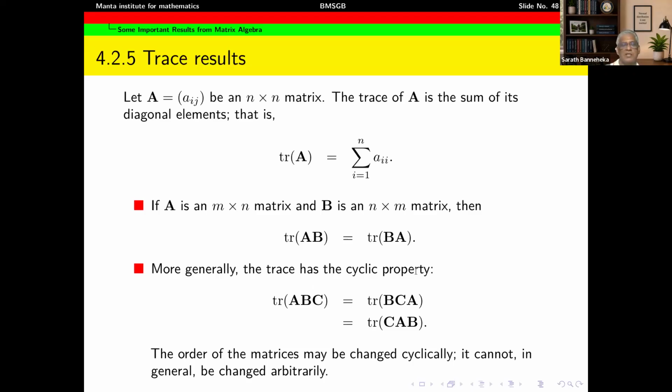That's what you call the cyclic property. Trace has the cyclic property. You cannot interchange these matrices without the cyclic property, right? For example, trace ABC is not necessarily equal to trace BAC, right? But if you consider the change in the order of the product cyclically, then the trace will be preserved, the trace will be the same. That is coming from this result. Actually, you can easily prove that.